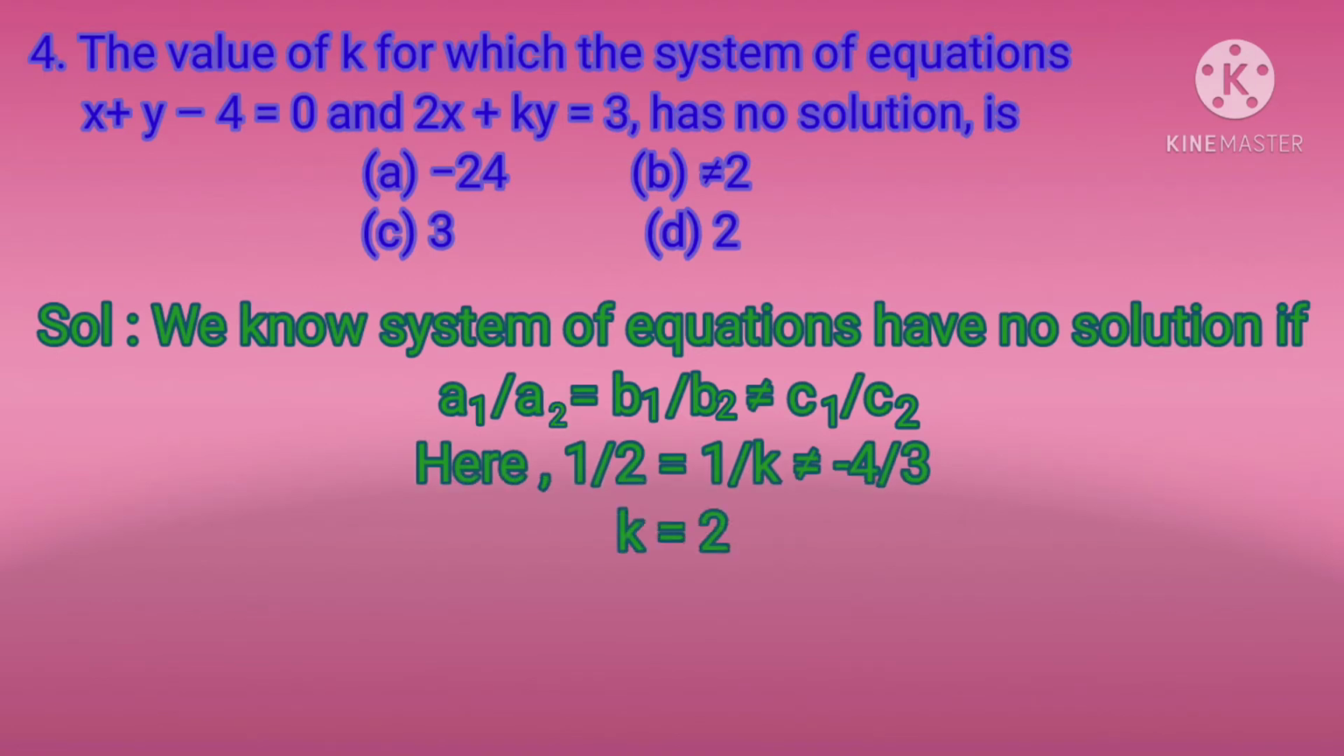Here a1 is 1, a2 is 2, b1 is 1 and b2 is k, and c1 is minus 4 and c2 is minus 3. We will write a1 by a2, 1 by 2, b1 by b2, 1 by k, is not equal to minus 4 by 3. So solve this first part, that is 1 by 2 is equal to 1 by k, will give us k is equal to 2. So this is the right answer.